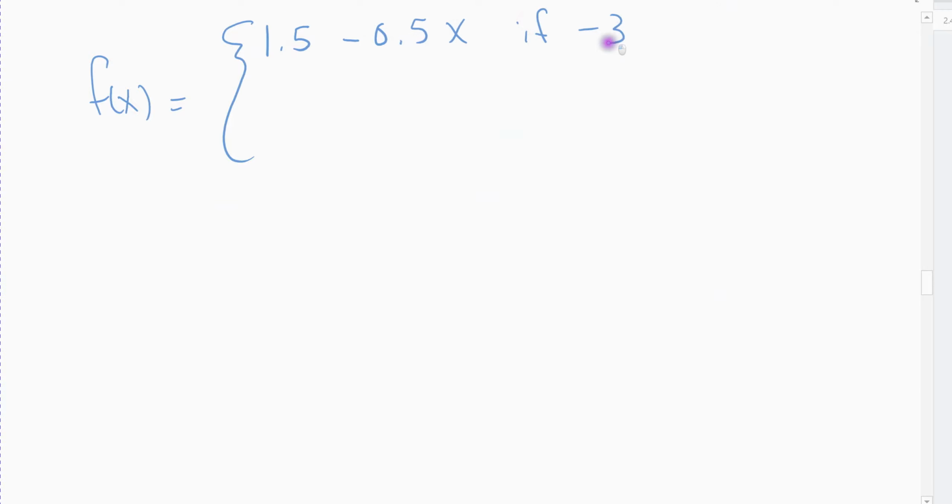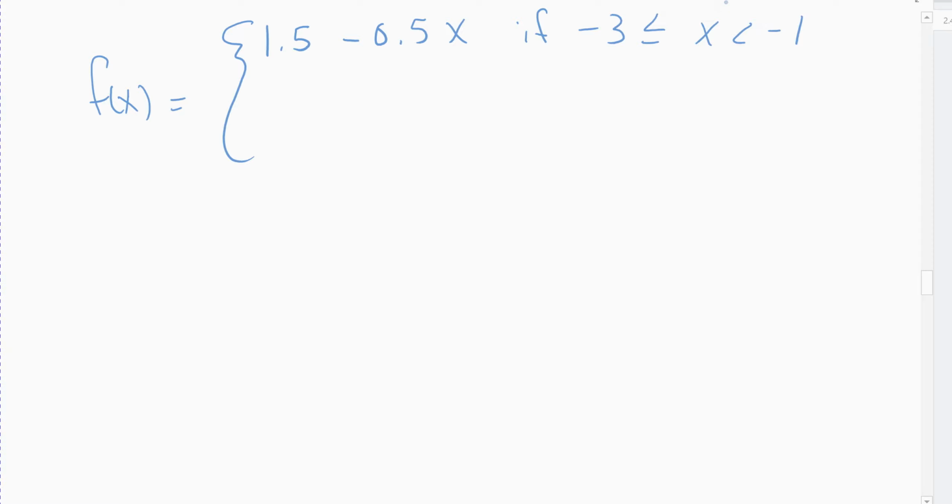Alright, let's do one more example with 3. Alright, so f of x is equal to the function 1.5 minus 0.5x if x is between negative 3 and negative 1.